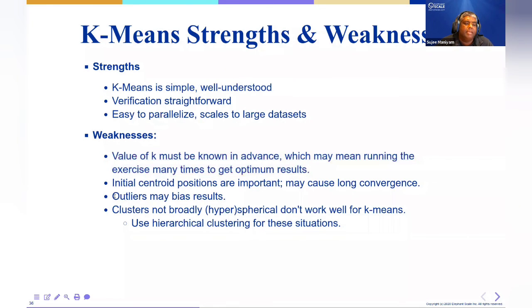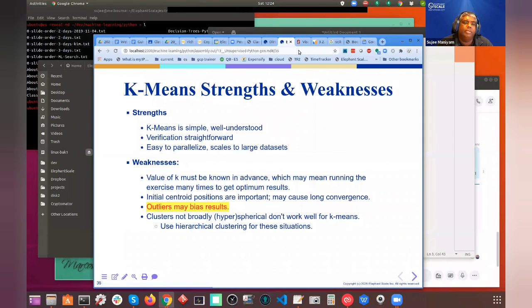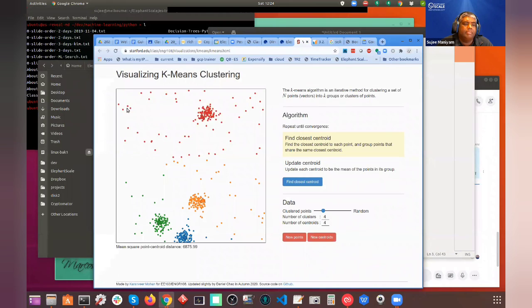Outliers can bias results. We know this by now. If we imagine your data is spread out, the Stanford example is a pretty good one. Here we have a lot of outliers, and these are the actual core groups, but we have outliers too. Outliers can sometimes pull the center out. So how do we fix this? Very simple. Before we even run K-means, we remove the outliers.